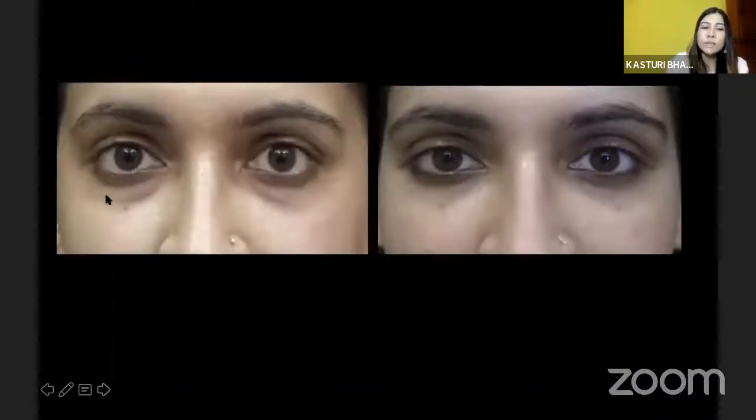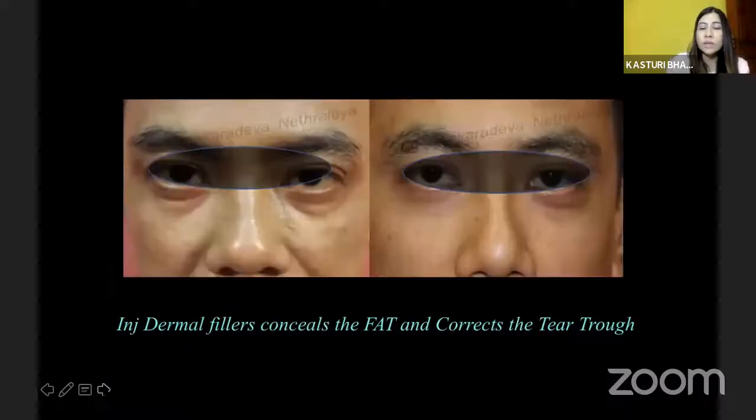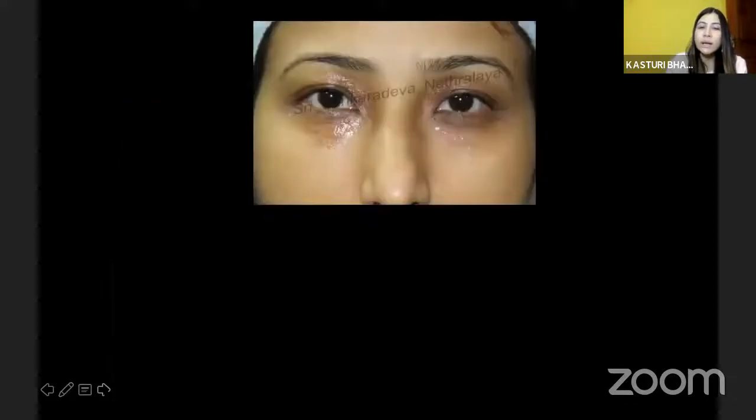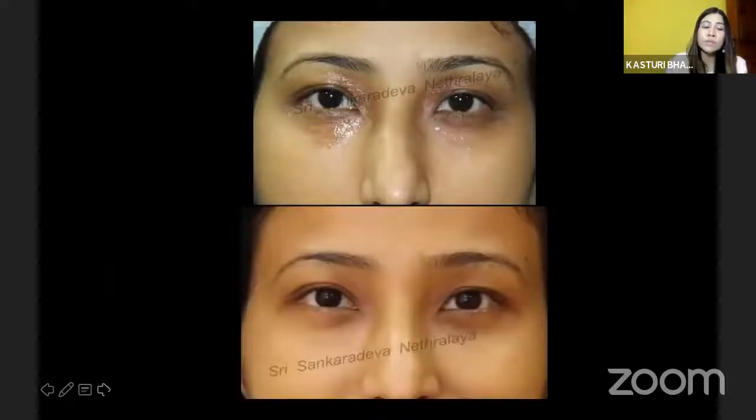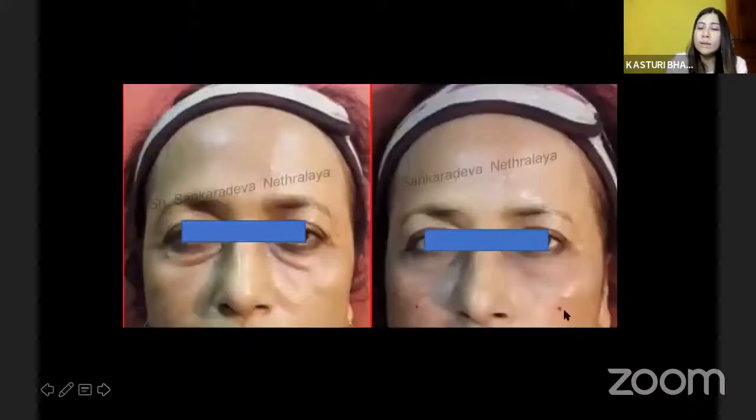And this is the lady where you can see a little amount of tear trough with the lower lid bag, and this is approximately 2 days following the injection. With this dermal filler, you can really conceal the fat. Adit has shown nice pictures, and the previous speakers, Shubhra and Milin, have all discussed it. This filler really conceals the fat and also corrects the tear trough deformity. And most importantly, it rejuvenates the face, and it converts a negative vector to a positive vector, along with correction of the tear trough and also the eyelid bags, which can be done surgically. And the results are instantaneous.